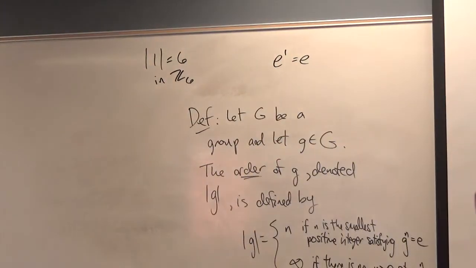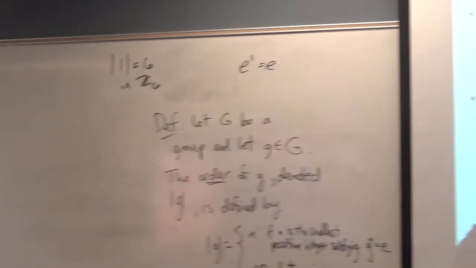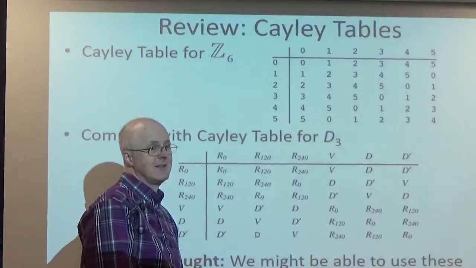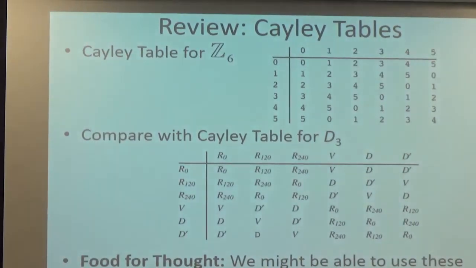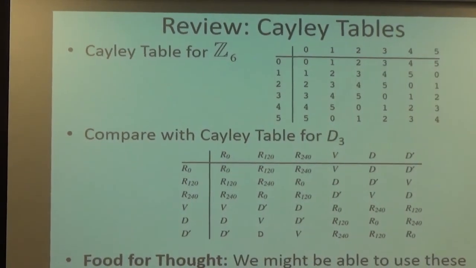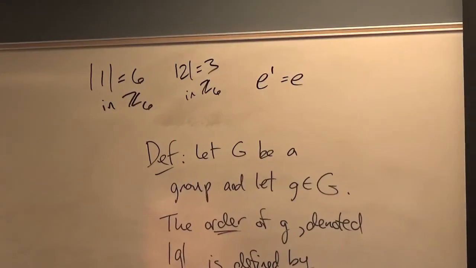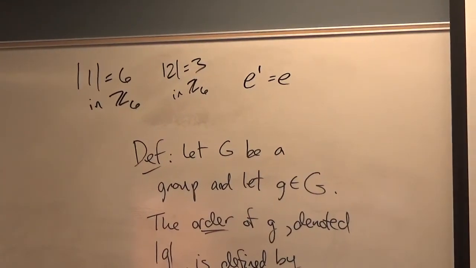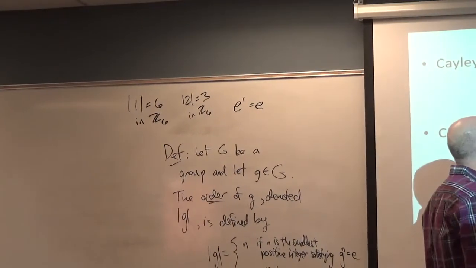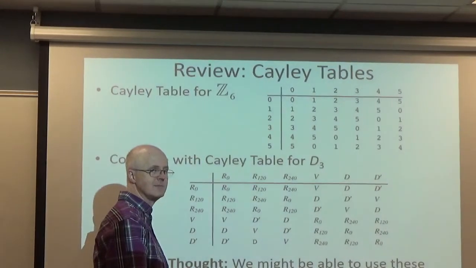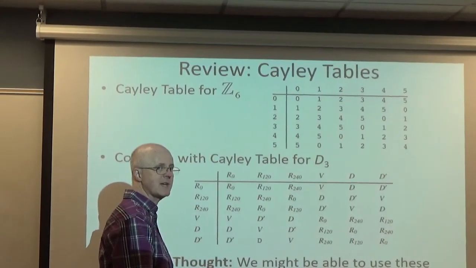The order of 2: 2 plus 2 is 4, not 0. 2 plus 2 plus 2 is 0. The order of 2 is 3 in Z6. Any elements of order 4? I claim there are no elements of order 4 or 5, though that would take some checking.